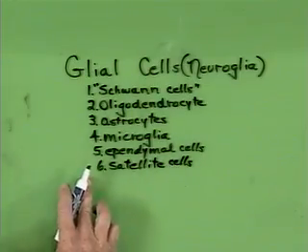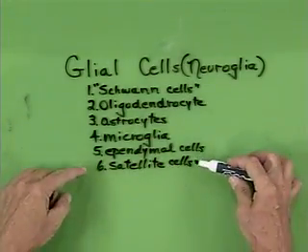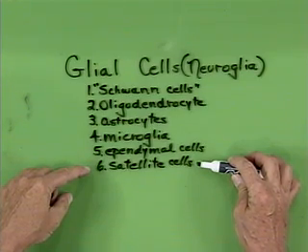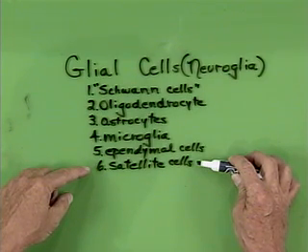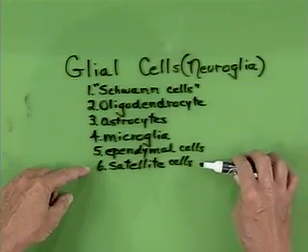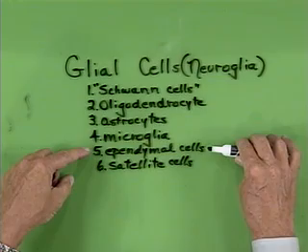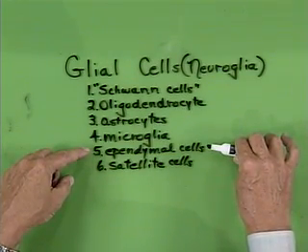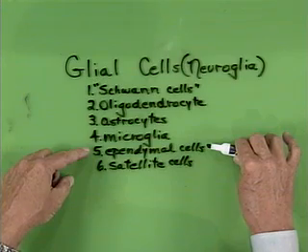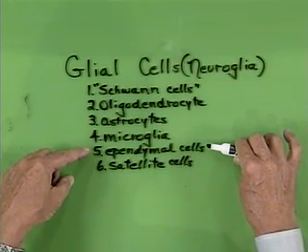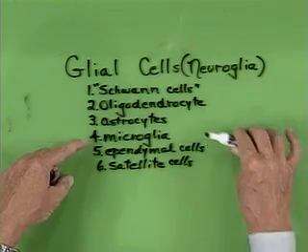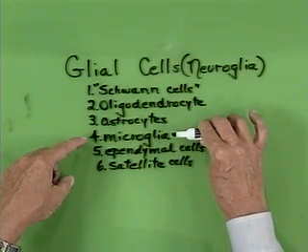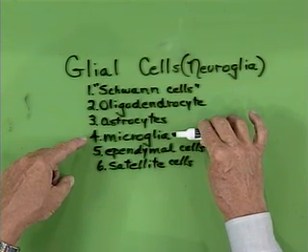Now let's start at the bottom and work backwards as we talk about what these do. Satellite cells support the neurons that are found in ganglia. They're just physically and metabolically supportive of ganglion-type neurons. We'll talk about what ganglia are later on when we talk about the nervous system. Ependymal cells line the fluid-filled spaces within the brain and the spinal cord. They line the central canal of the spinal cord, and they line the ventricles of the brain. Microglia are phagocytic cells that are involved in a defensive role within the central nervous system.